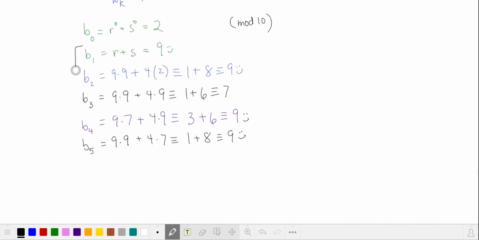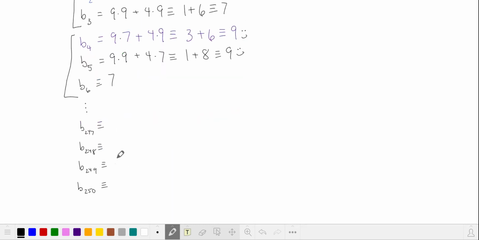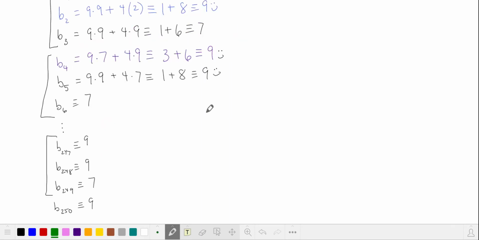It looks like our valid solutions repeat in groups of 3. 249 is a multiple of 3, so that's going to have a 7 in the units digit. The rest of these numbers are going to be 9. So 2/3 of these numbers, from 1 to 249, are going to have a 9 in the units digit, plus this last one. That's going to give us our answer of 167.